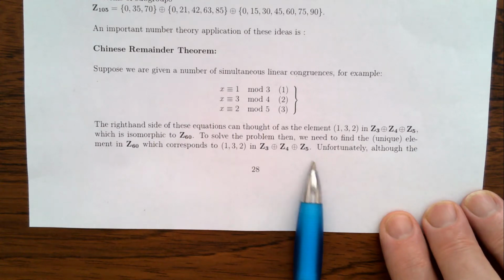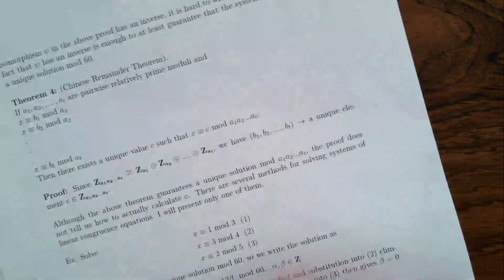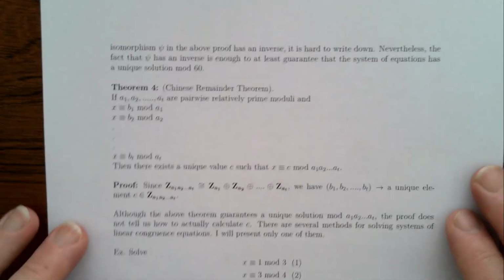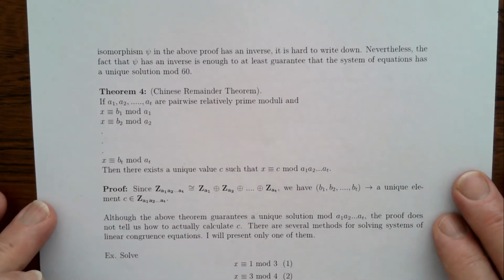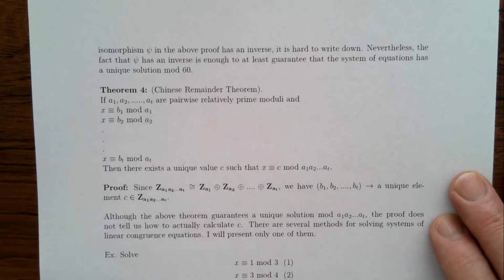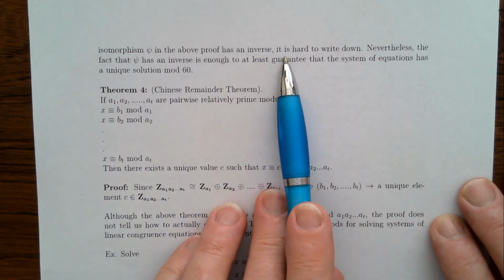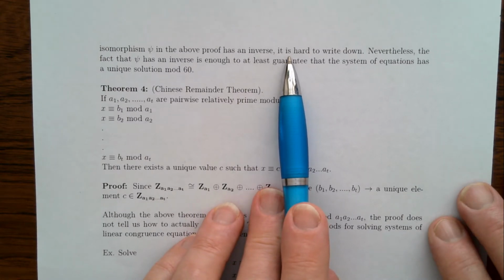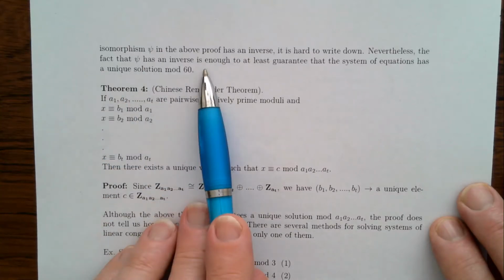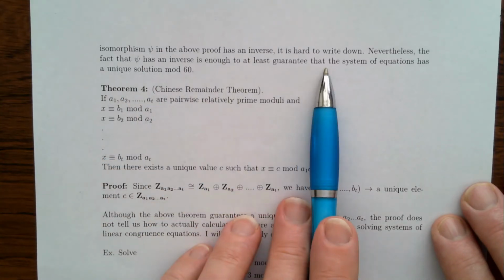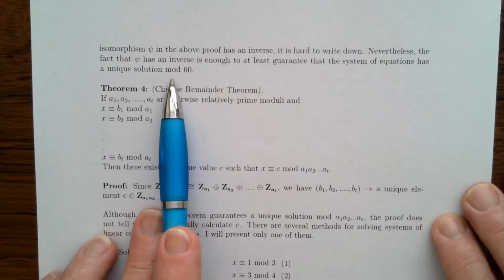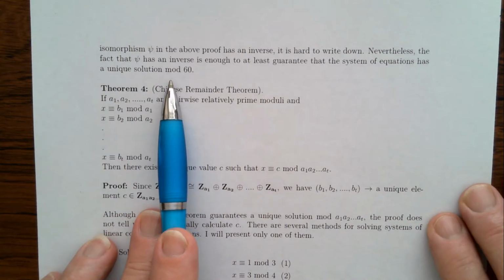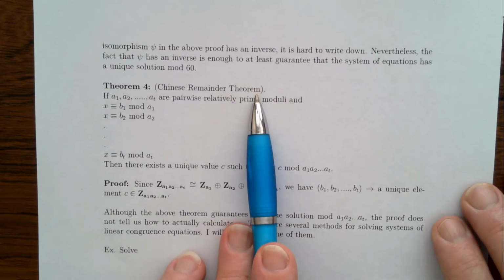Now unfortunately, although we showed before that such an isomorphism psi is 1 to 1 and onto, so it must have an inverse, the inverse is hard to write down, and so that's difficult. Nevertheless, the fact that this psi does have an inverse is enough at least to guarantee that the system does have a unique solution modulo 60. And that statement is called the Chinese remainder theorem.